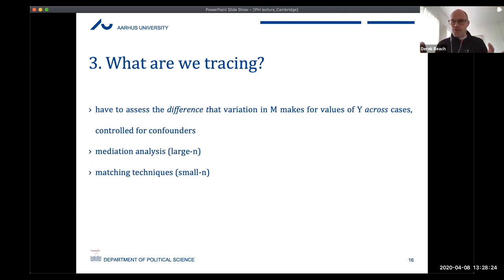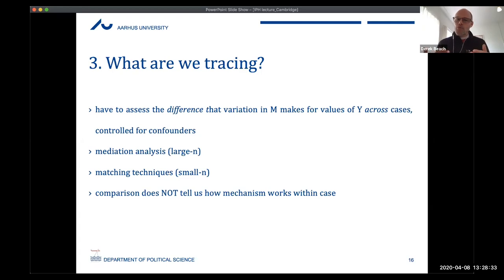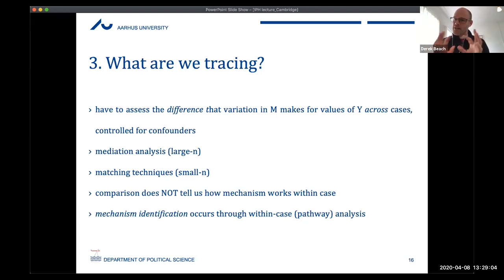It could be a most similar systems design type of thing. We could use matching techniques to figure out what two cases are most similar. But the core problem with all of these is that they're comparing across cases. So we never actually look into a case and figure out what's going on within that case. And if we look at this literature, they never actually tell you how mechanisms are identified, the theory about what's going on in between. They've used typically more ad hoc case studies, so mechanism identification is usually through some kind of within-case, maybe they call it pathway analysis. But this is not scientific, really, in this way of thinking. The real science comes in when we're first testing.